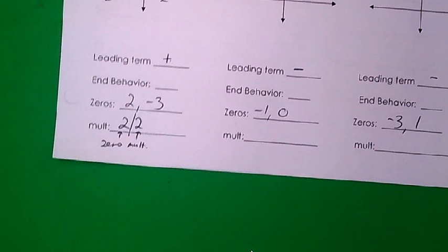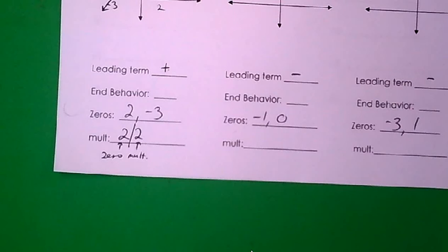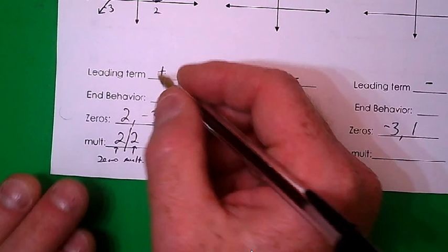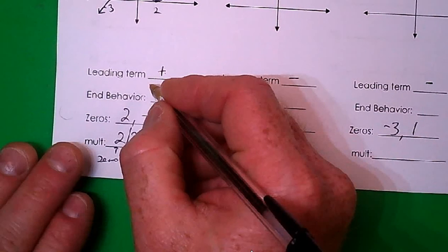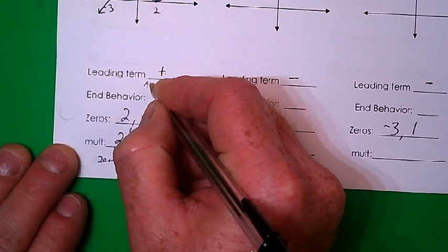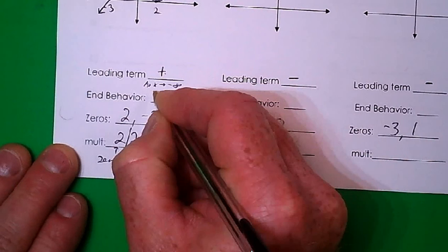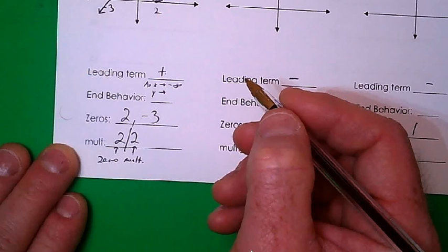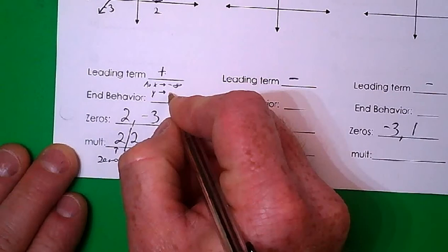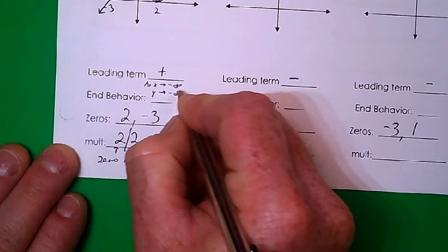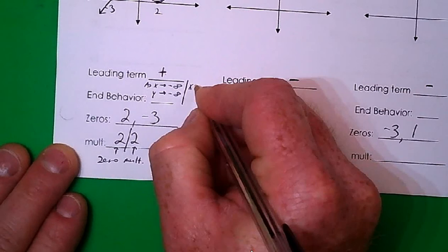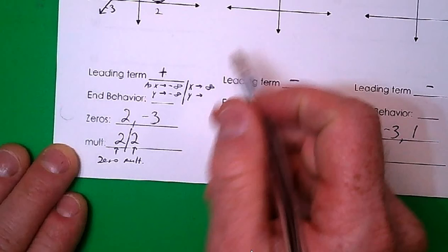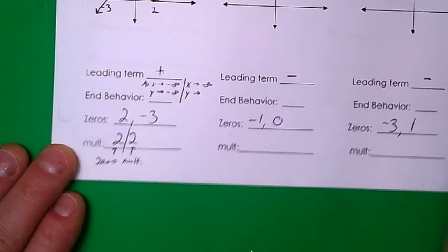Okay? Alright, what about end behavior? As x approaches negative infinity, notice we always start with x approaches negative infinity. What is the y doing? Negative infinity. And then as x approaches positive infinity, what is the y doing? It's going up, right? Positive infinity. All right, next problem.